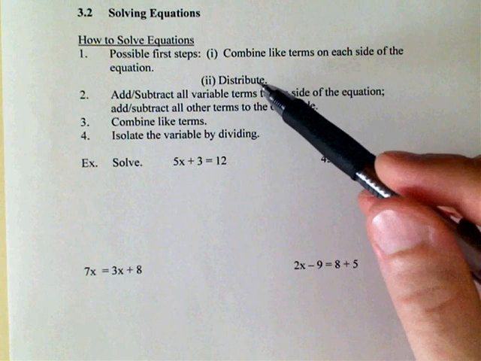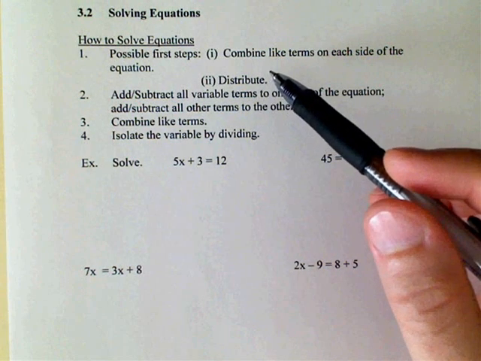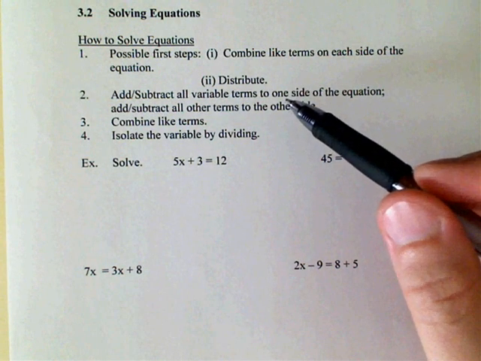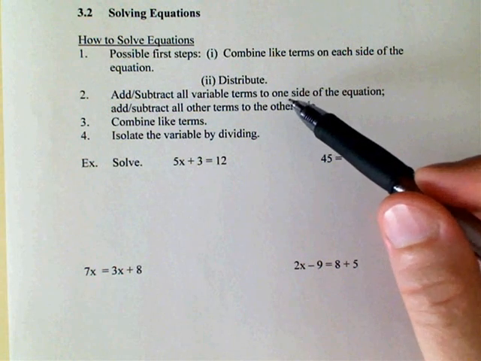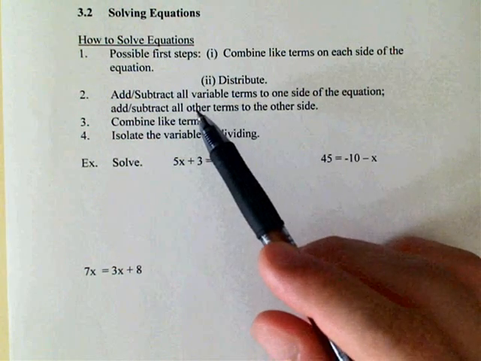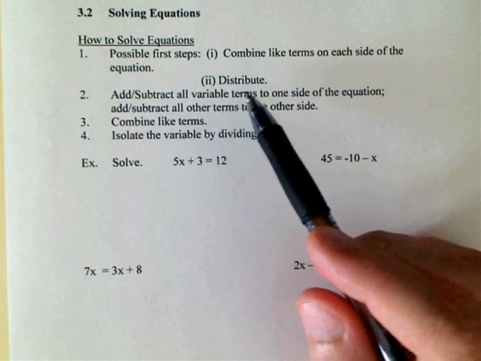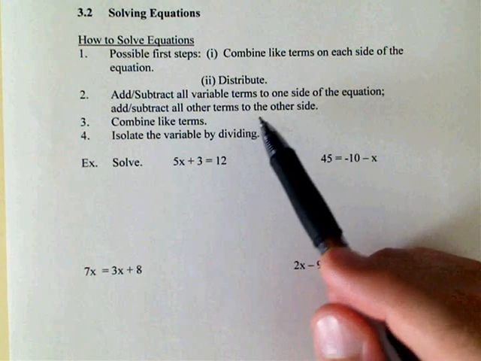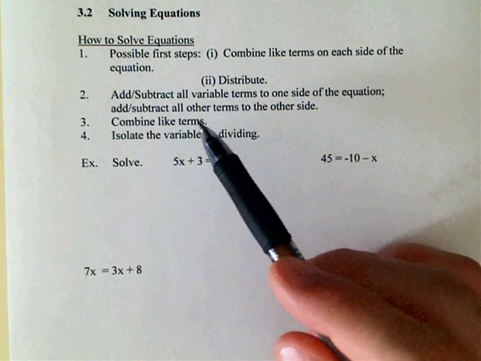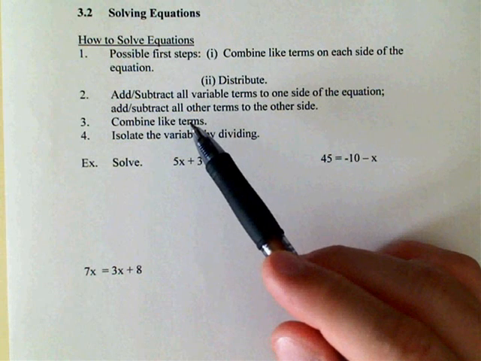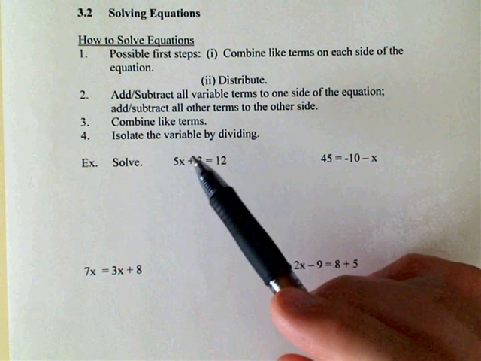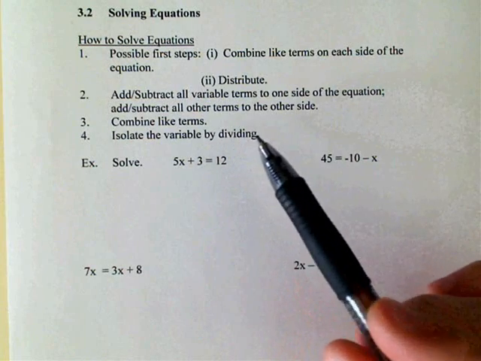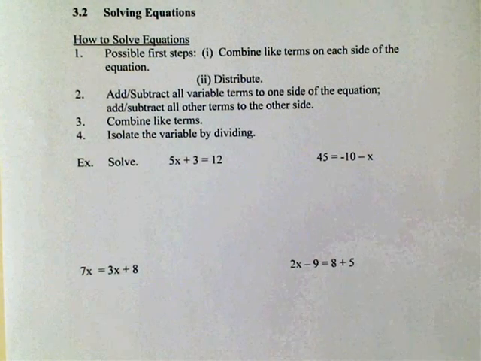Another thing you can do, if you see parentheses, you may want to distribute. And all this is just trying to make the problem as short as possible, as soon as possible. And the way we're going to solve equations is we're going to add and subtract all variable terms to one side of the equal sign, and we're going to add and subtract all other terms to the other side, which will give us more like terms to combine, and then we can finish the problem by isolating the variable by dividing. So let's do a few examples.